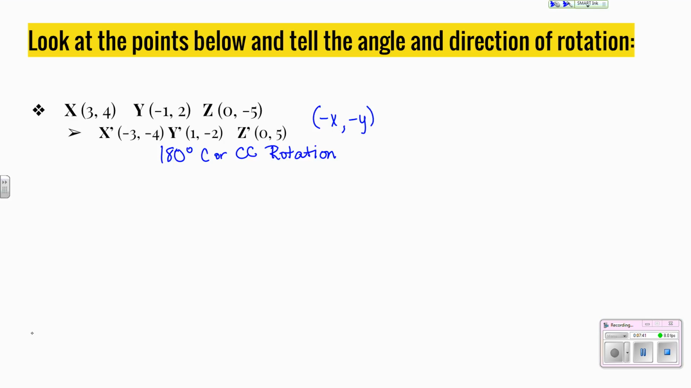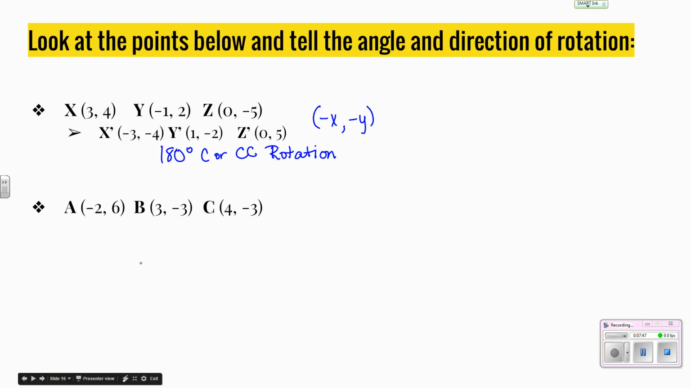So let's look at the next set of points. We have triangle ABC, where point A is -2, 6, B is 3, -3, and C is 4, -3. Now let's look at A prime, B prime, and C prime and see how they've changed. So -2, 6 is now 6, 2. And 3, -3 is now -3, -3. And 4, -3 is now -3, -4.